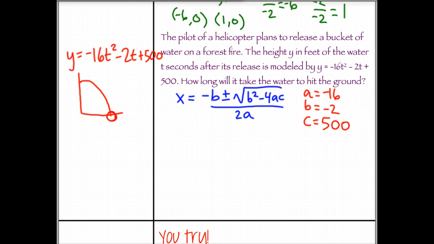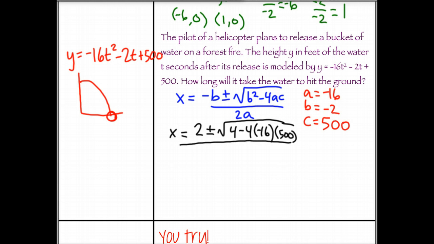Using these numbers, we're going to plug them into our nifty little equation. We have x is equal to the opposite of negative 2, which is actually a positive 2, plus or minus the square root of b squared, which is 4, minus 4 times a, which is negative 16, and times c, which is 500. And we are dividing this all by 2a.